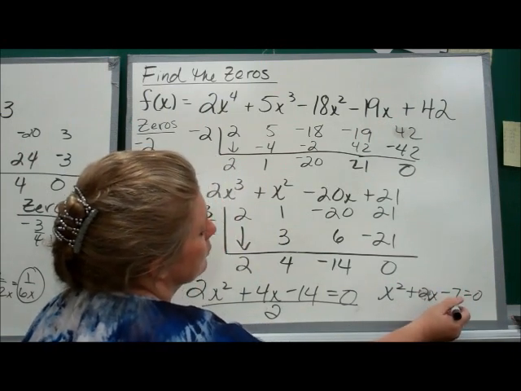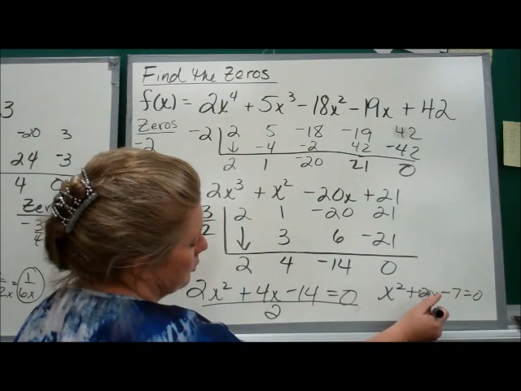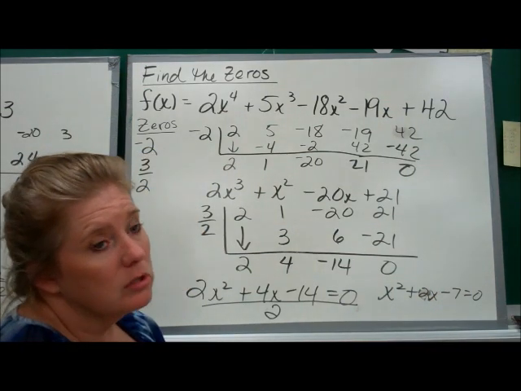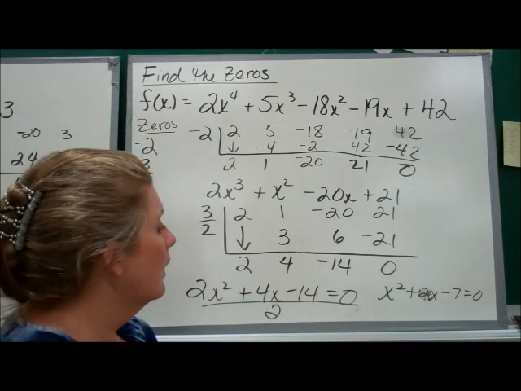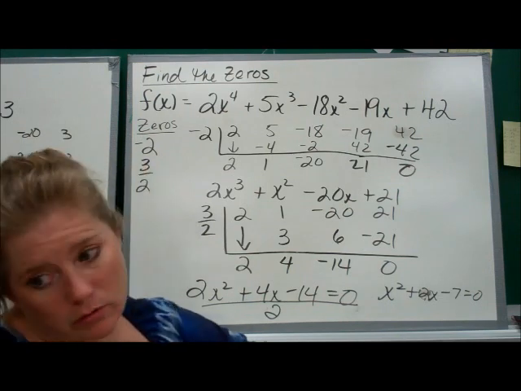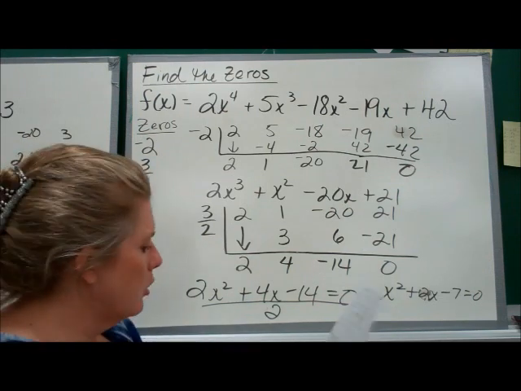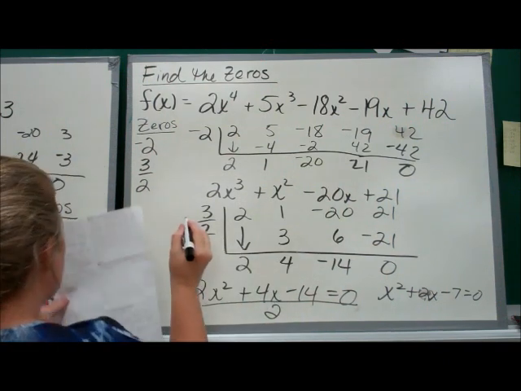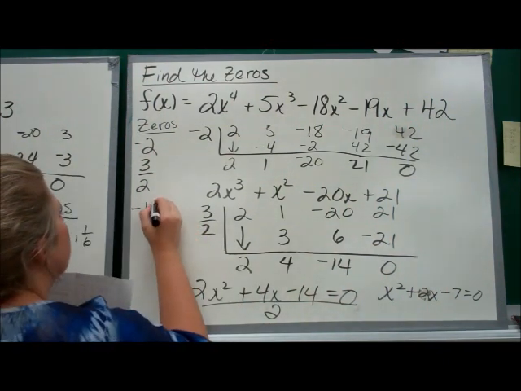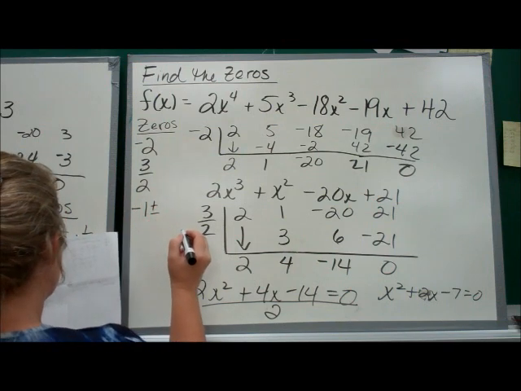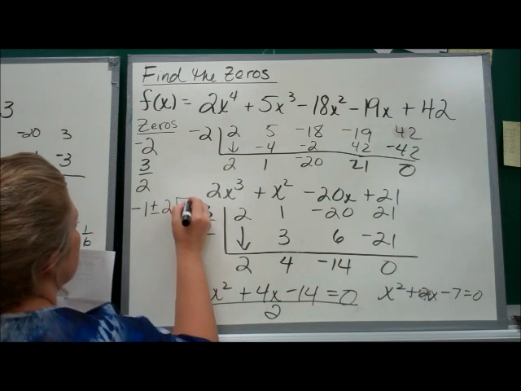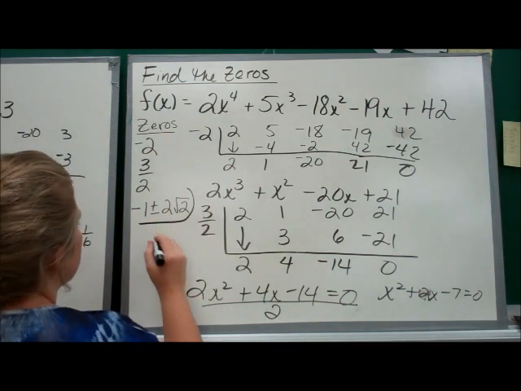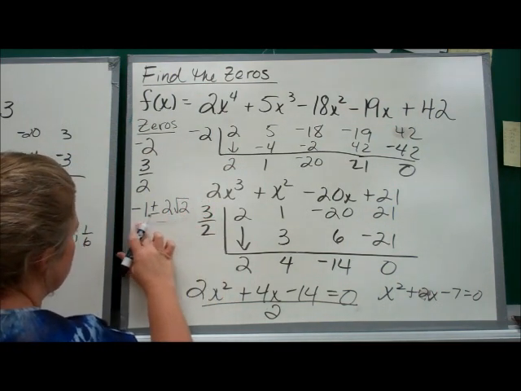Now there are no factors of 7 that'll subtract to 2. So this one doesn't factor, and you have to use the quadratic formula. And when you do use the quadratic formula, I'm not going to do that for you now, but you'll find that negative 1 plus or minus 2 square roots of 2 is your final set of zeros.